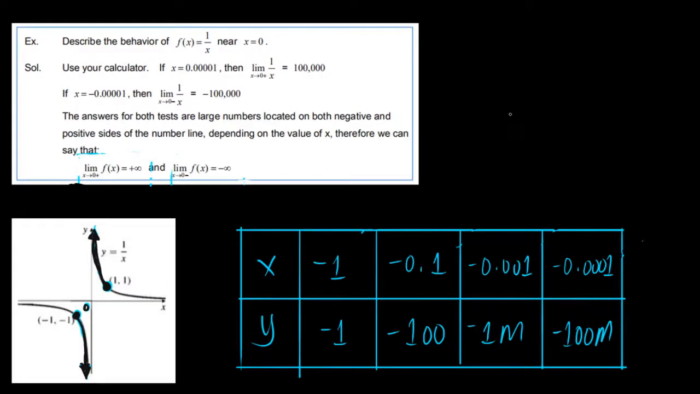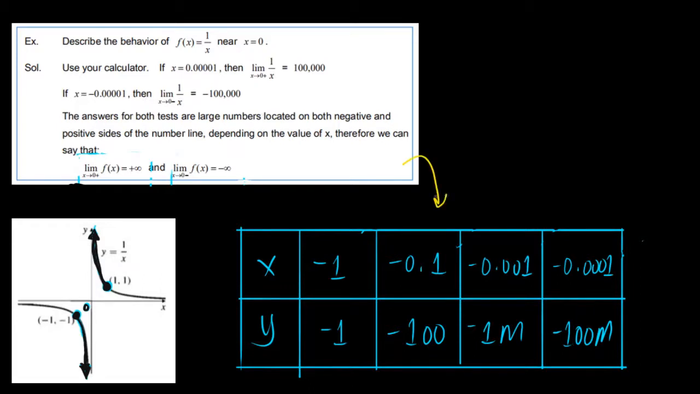This one is also in your module. Describe the behavior of f of x equals 1 over x near x equals 0. That just means let's pick some numbers that are very close to 0. The module tried it with the right and the left limits. For the right limit, you have 0.00001, and what they got is 100,000. If they use a negative, they got negative 100,000.